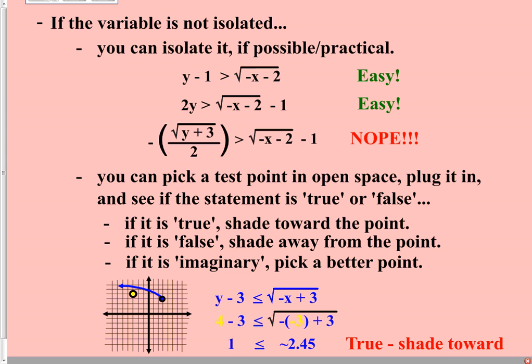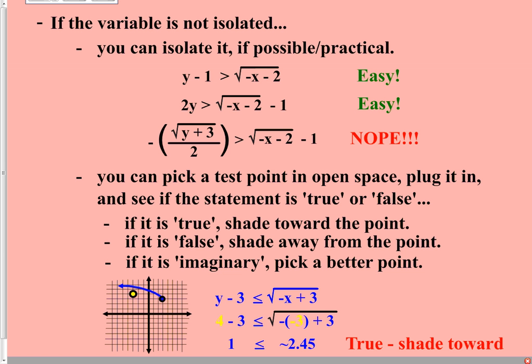We talked about if the variable is not isolated, that is always a strategy. You can isolate the variable and try to do that. However, if your math skills are not all that good and you have a habit of making mistakes, whether they're silly mistakes or legitimate mistakes, you might want to use the test point method. You can plug into the equation and then judge for yourself: does the equation lean the direction that the inequality says it should or not? Because if it agrees with the inequality, then you ought to shade toward the point that you picked. If it does not agree, you should shade away from the point that you picked. And if you happen to end up with an imaginary value, then you pick a better point and try that one instead.